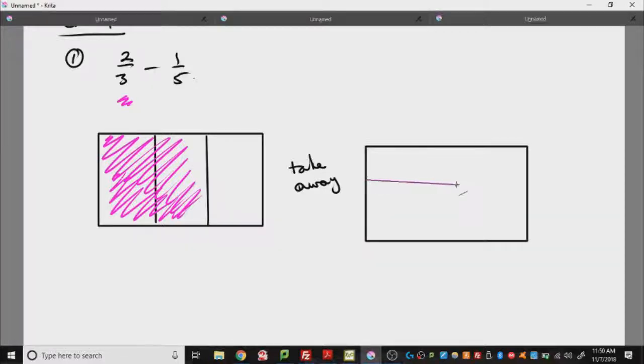2/5, whoops, no, we're going vertical, right? Actually, you know, I'm not going to go vertical this time.